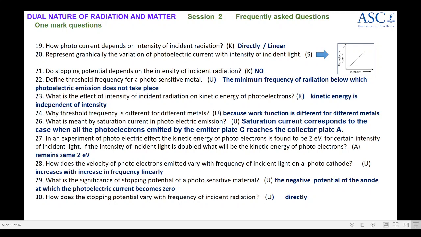Now we have come to the end of the session 2. Now, based on the content which you have studied now, frequently asked questions are given on the screen with answers. Only 3 and 5 mark questions you have to answer looking at the content. Now you just go through the questions and you write down the answers for 3 and 5 marks.